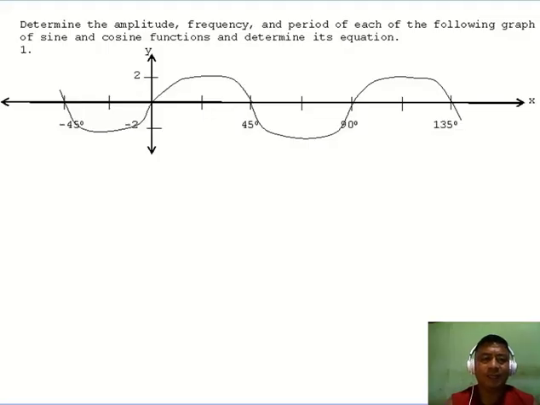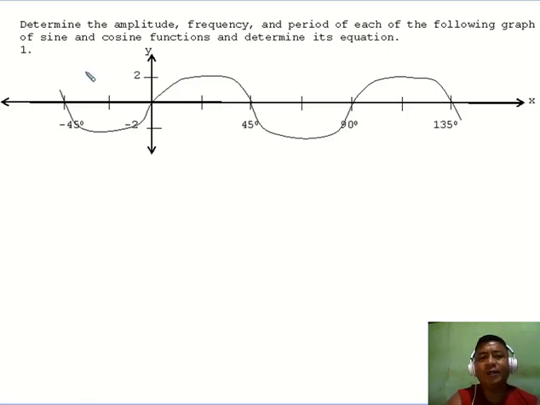Last time we discussed how to graph sine and cosine functions. This time we're going to do the exact opposite. In this tutorial, the graphs of the sine and cosine functions are already given. All we have to do is determine the amplitude, frequency, and period of each of the following graphs of sine and cosine functions and determine its equation.